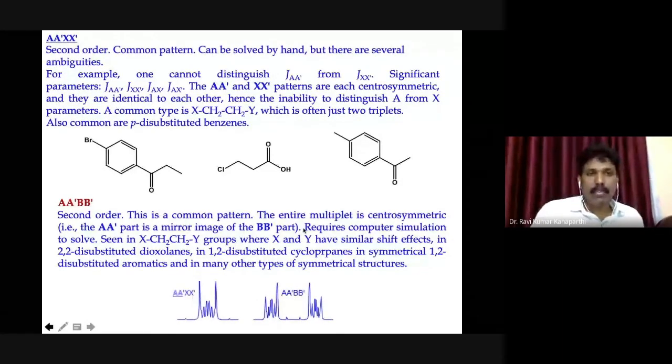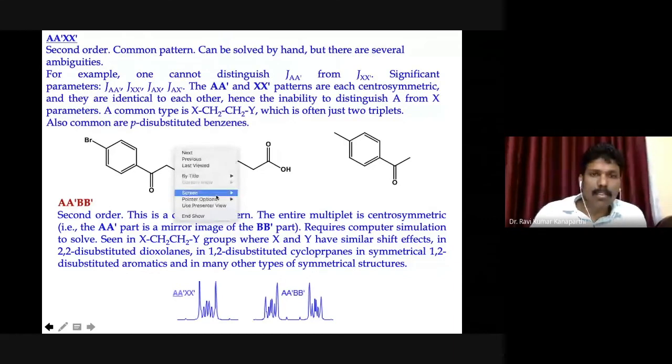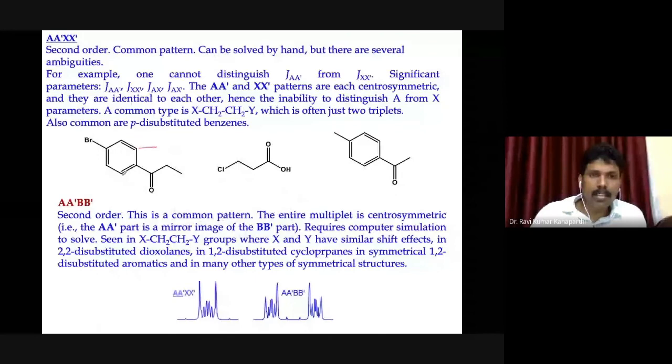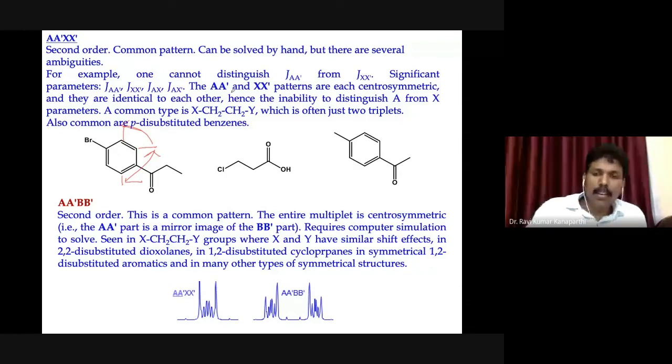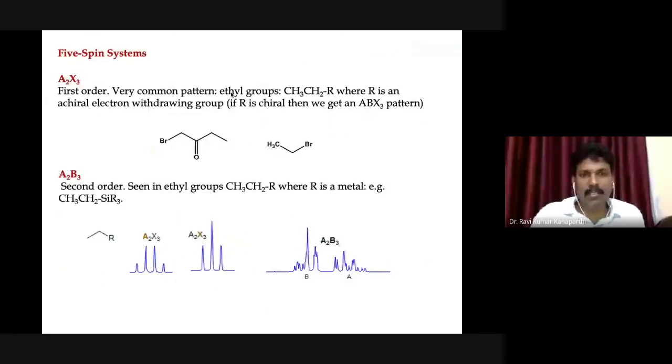Similarly, we can have AA' XX'. For example, para-substituted benzene rings are the best example for AA' and XX'. Whenever you encounter this kind of molecule, the coupling constants will be different. The coupling constant of these two protons will not be the same as this coupling, right? So that is what we call magnetically non-equivalent protons. Likewise, we can keep on discussing different spin systems. Different examples are here, and you can go through them.